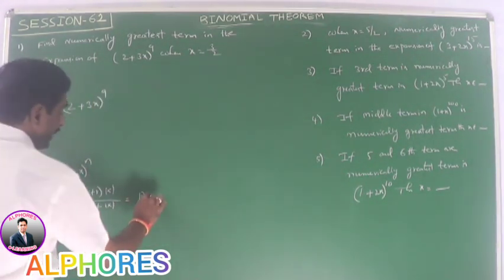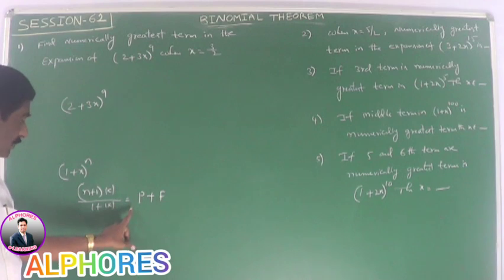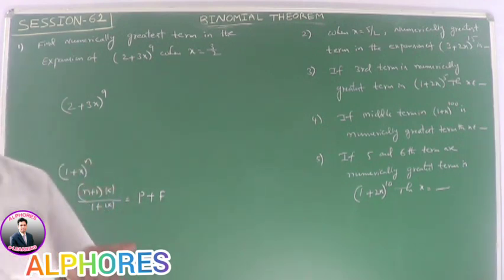Suppose it is not an integer, suppose it is in the fraction form, p plus f, where p is an integer and f is a fraction, that means the value lies between 0 and 1. Then we get only one middle term, only one numerically greatest term, and that numerically greatest term is T suffix p plus 1. So first we find (n plus 1) times mod x by (1 plus mod x).